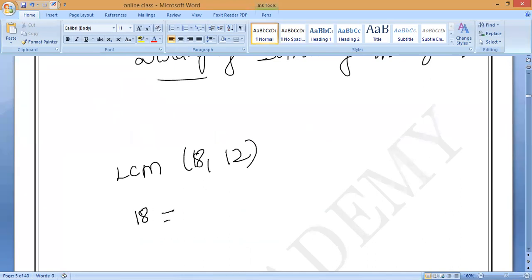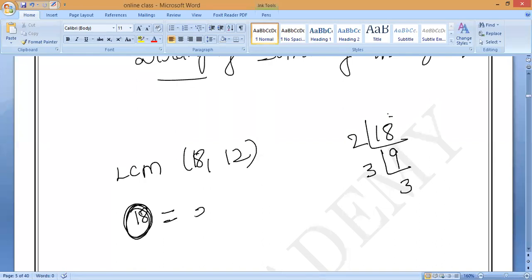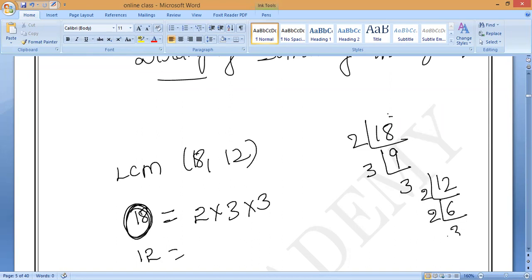Use the factorization method. How to write 18 in terms of the product of prime numbers? 18 equals 2 into 3 into 3. Next, 12. 12 equals 2 into 6, and 6 is 2 into 3, so 12 is 2 into 2 into 3.